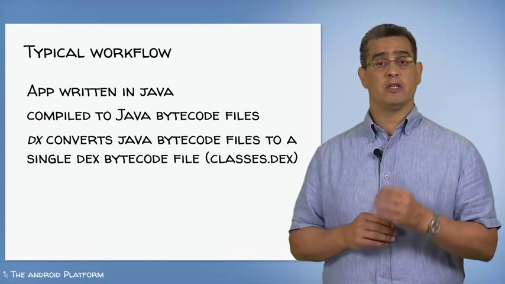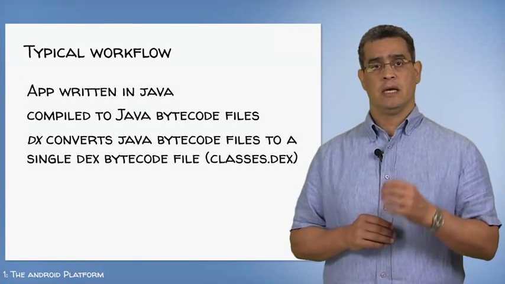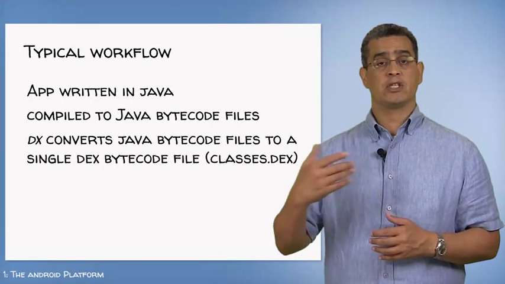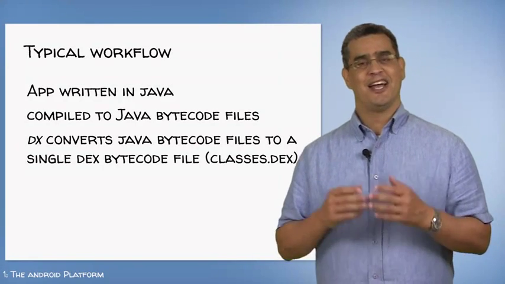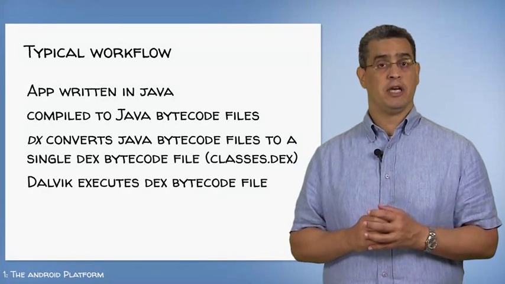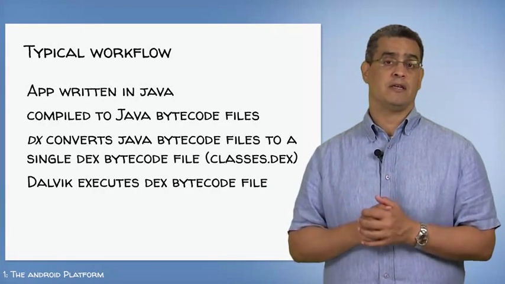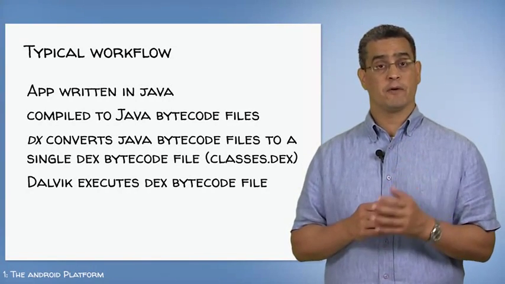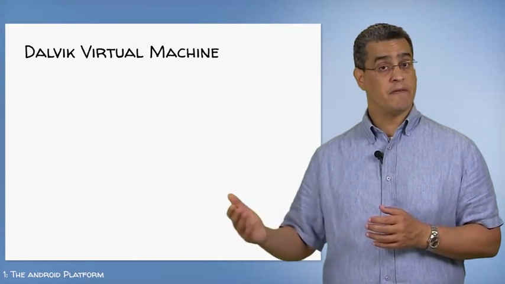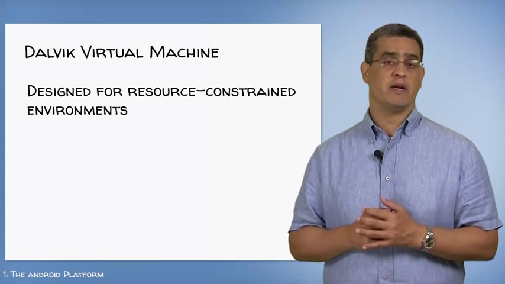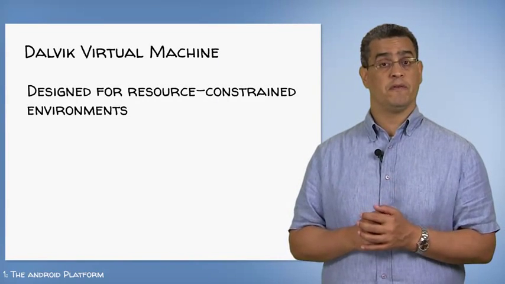And this bytecode file is usually called classes.dex. Next, the DEX file is packaged with other application resources and installed on the device. And finally, when the user launches the application, the Dalvik virtual machine will then execute the classes.dex file. Now, the reason for doing all this is that the Dalvik virtual machine, unlike the Java virtual machine, was specifically designed to run in the resource-constrained environment, which is typical of mobile devices.